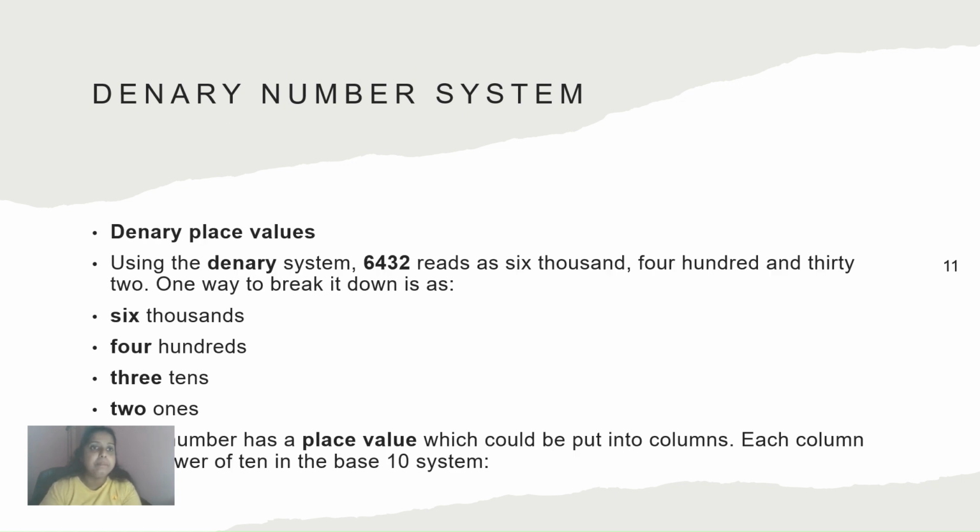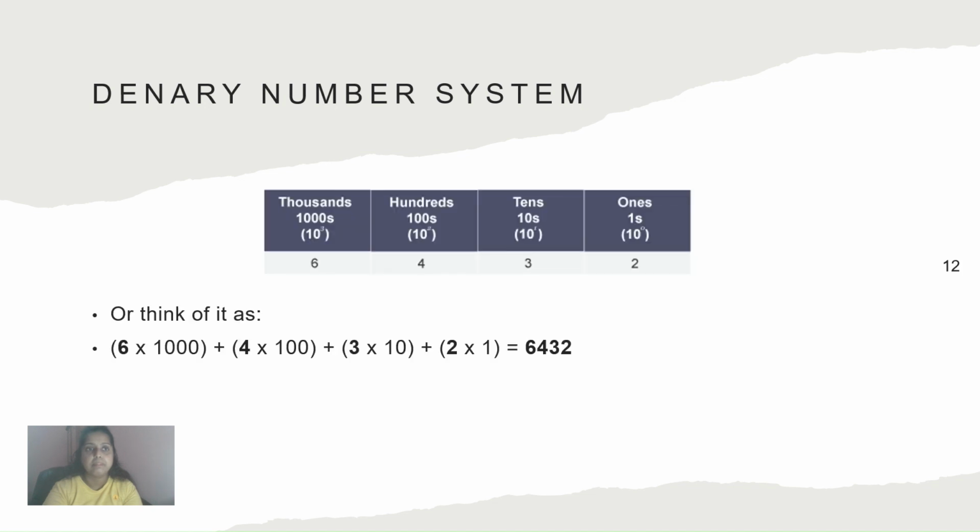The table is coming up. The denary number system, denary place values. Using the denary system, 6432 reads 6432. One way to break it down is 6 thousands, 4 hundreds, 3 tens, 2 ones. Each number has a place value which can be put into columns. Each column is a power of 10 in the base 10 system.